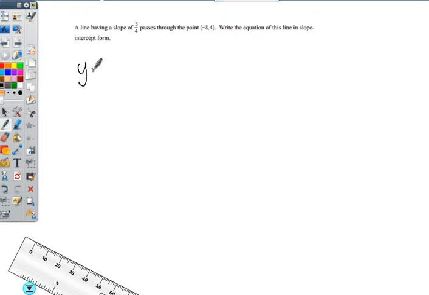Slope-intercept form is y equals mx plus b, where the m is your slope and the b represents your y-intercept. So right now, we actually know the slope. The slope is 3/4. So we can put that into our equation.